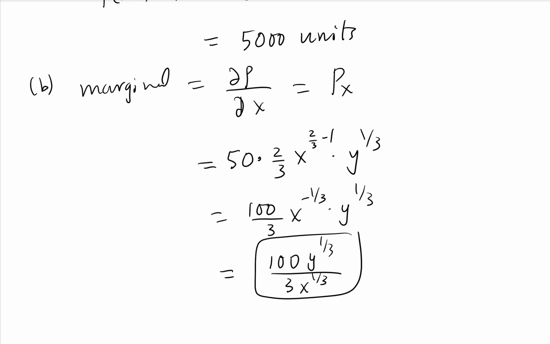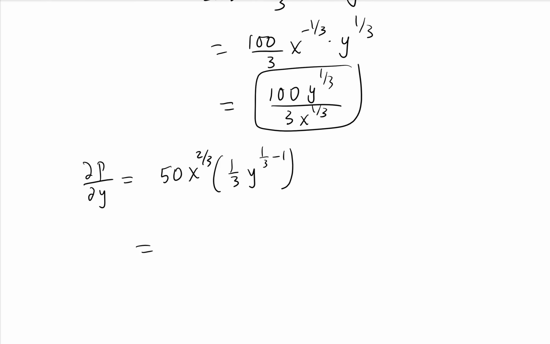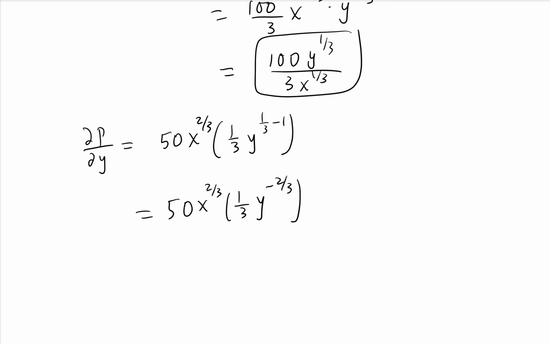Remember, they said productivities, not just productivity. So the next one is partial P, partial y. We keep the 50, x to the 2/3 the same. Bring 1/3 down and subtract 1 from the exponent. Keep 50x to the 2/3 the same, 1/3, y to the negative 2/3 if you combine the fractions. Take the 3 out, so 50 over 3, x to the 2/3, and bring the y down, y to the 2/3.